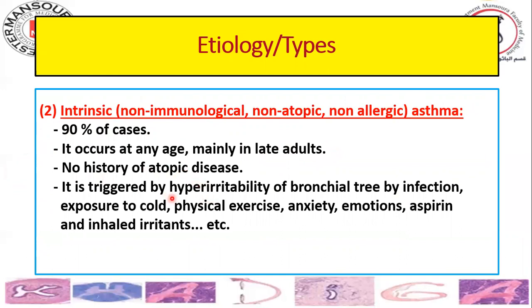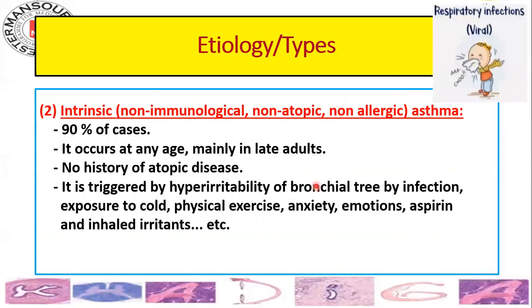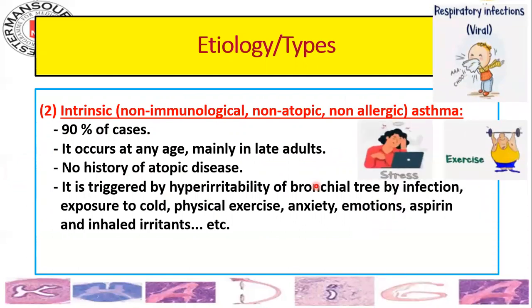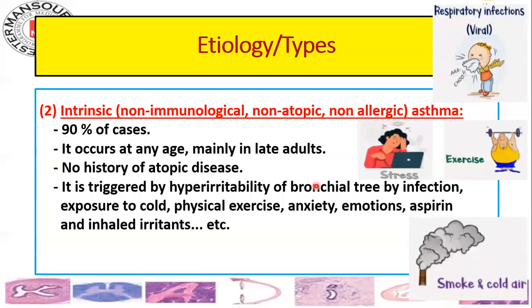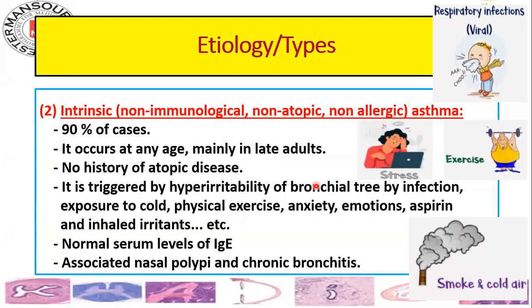It is triggered by hyperreactivity or hyperirritability of the bronchial tree in response to infection, exposure to cold, physical exercise, anxiety and emotion, aspirin, and other inhaled irritants. This type of asthma has a normal serum level of IgE, but it is commonly associated with chronic bronchitis and nasal polyp.